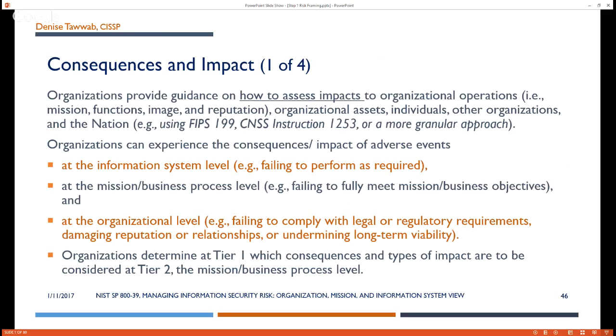But you can experience the consequences of negative events at the information system level, where it fails to perform as required. At the mission business process level, failing to fully meet your business objectives. At the organizational level, where you fail to comply with legal or regulatory requirements, damaging your reputation or relationships, or undermining your business or organization's long-term viability. You want to determine at tier one which consequences and types of impact are to be considered at tier two, the mission business process level.